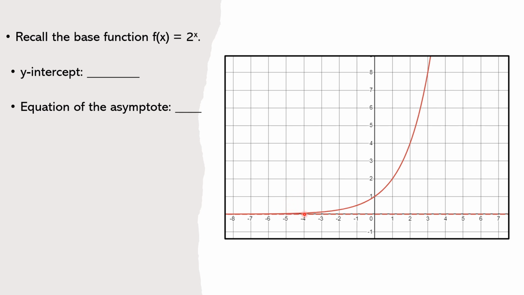And some key features. We're going to talk about the y-intercept here. The y-intercept of this function is (0, 1). And the equation of the asymptote, that's running along the bottom there, is y equals 0. Remember that an asymptote is always written as an equation. It's not just a number. You wouldn't just write 0 there. It's this dotted line, which you can kind of barely see right there. So that's our parent function.